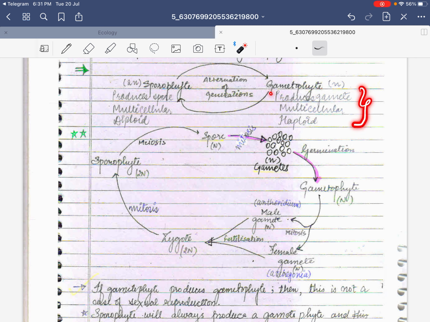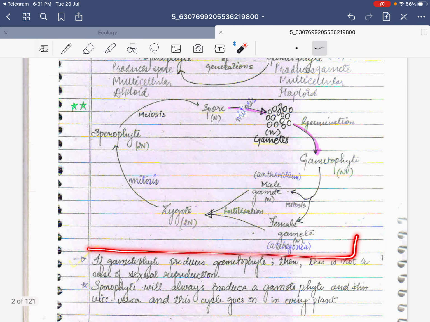Gametophyte produces gametes. The gametophyte is multicellular and it forms haploid gametes. The sporophyte, however, produces spores. The plant body is multicellular and is diploid. Let us look at this general life cycle.